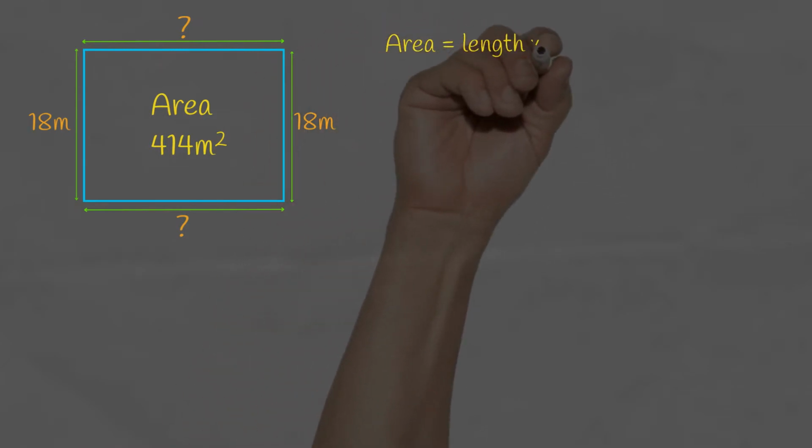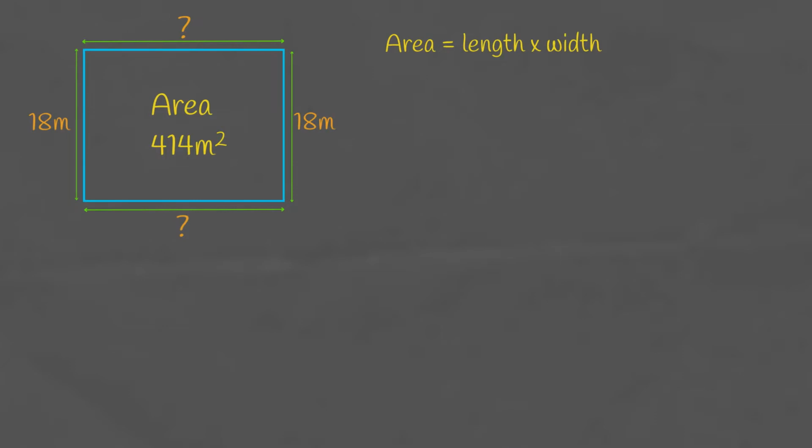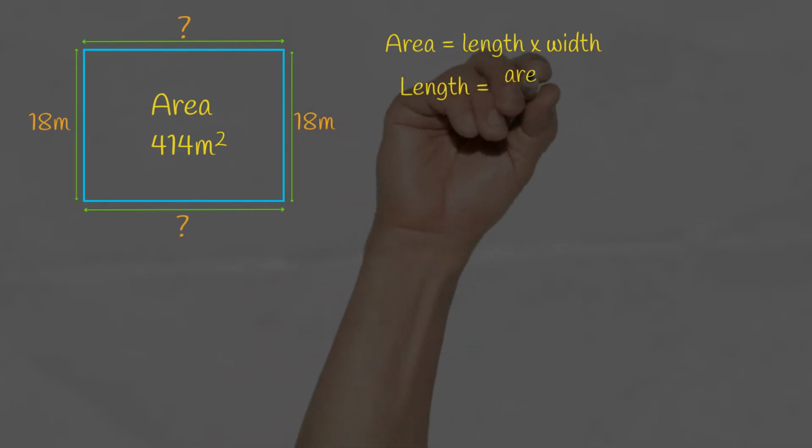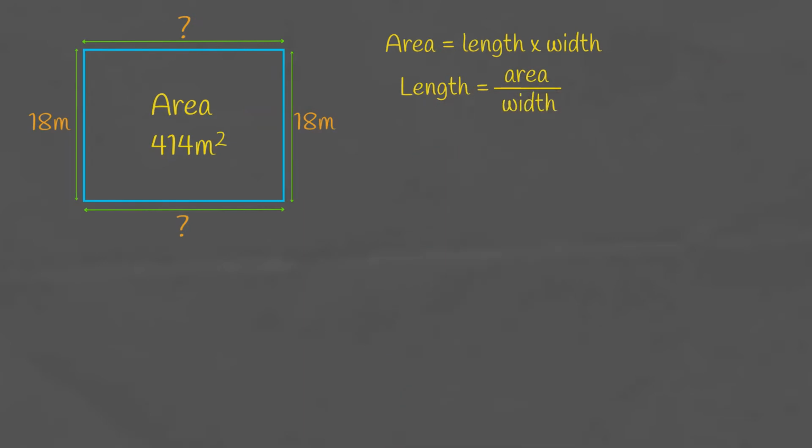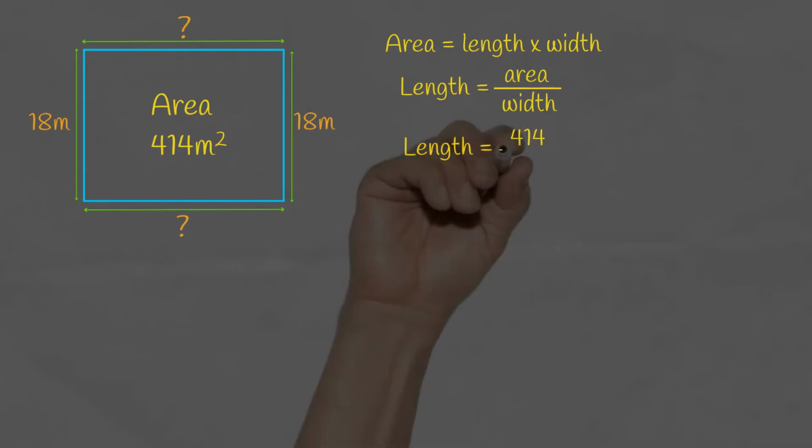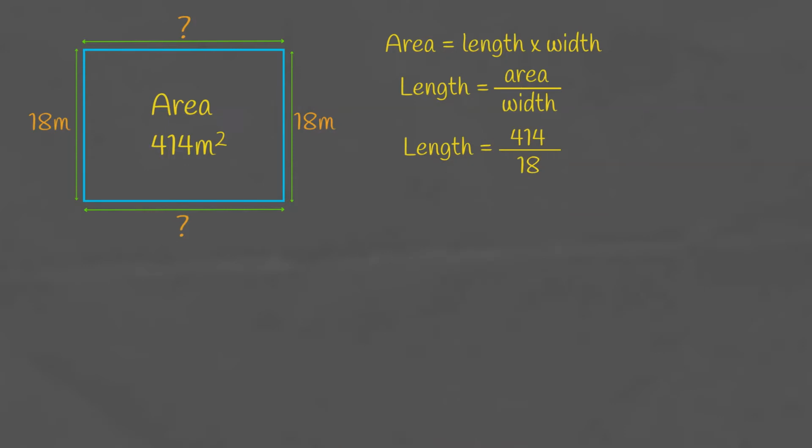Well, in this scenario, we can work out the length of the other side because we know that area equals length times width, and we can rearrange this equation to give us length is equal to area divided by width. So this means the length of the side in this rectangle that we don't know is going to be equal to 414, the area, divided by 18, the width. So the answer is 23 meters. And we know the unit is meters because the area is in meters squared and the width is in meters, and we have to be consistent with our units.